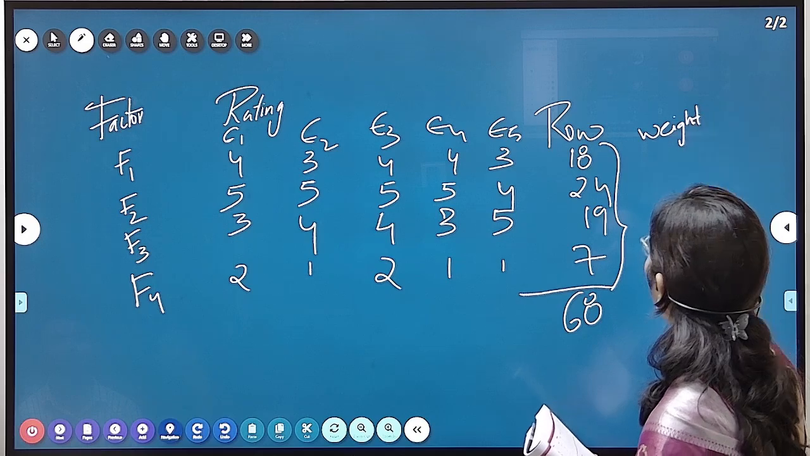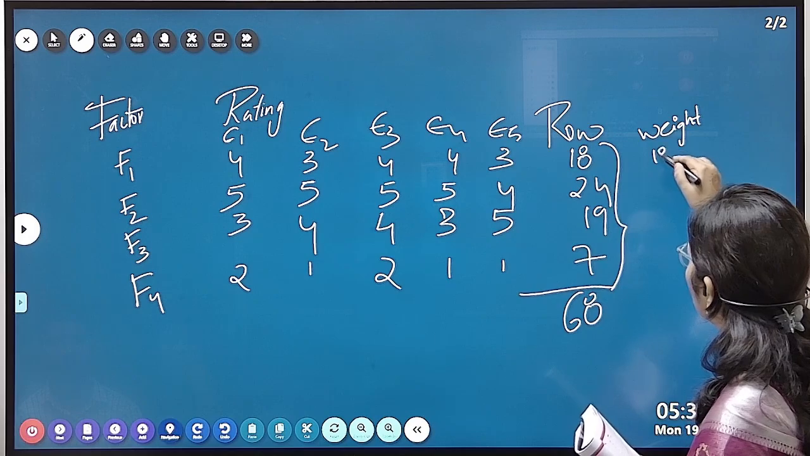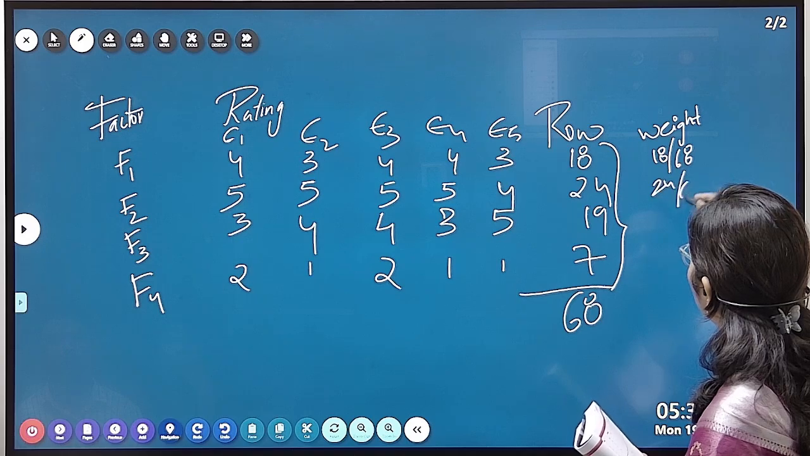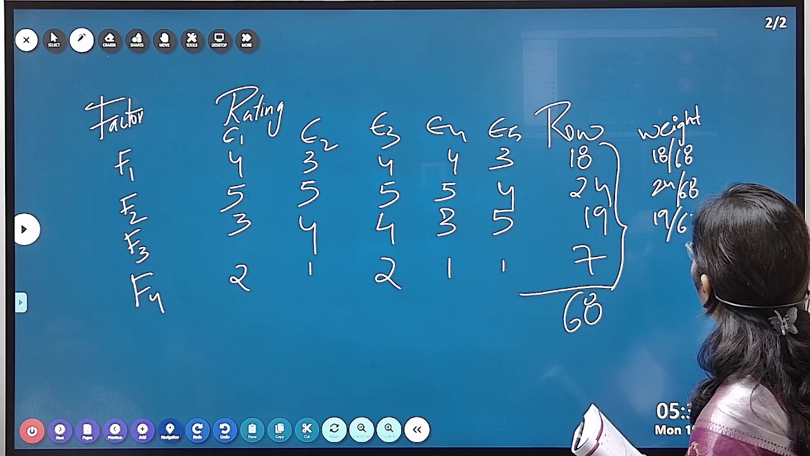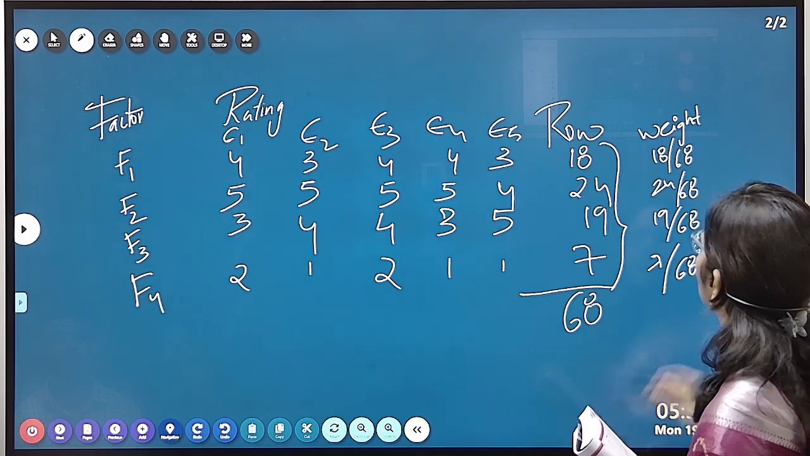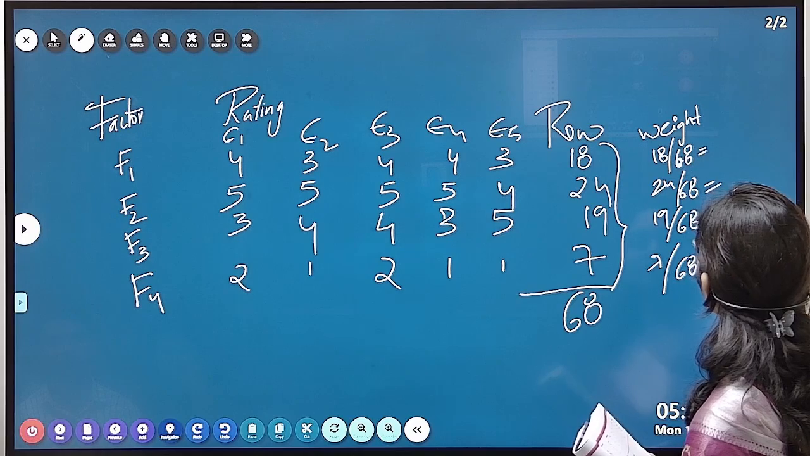So, how is the weight calculated? 8 divided by 68. So, what is that? 24 divided by 68. Tell me. Online people, are you sleeping? No. So, tell me what's the weight of this? 18 divided by 68.